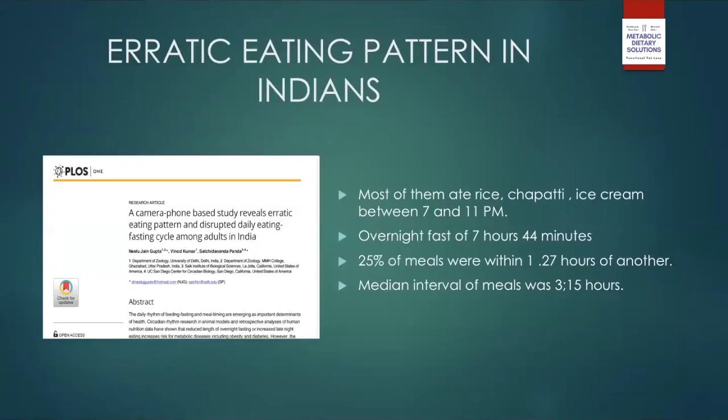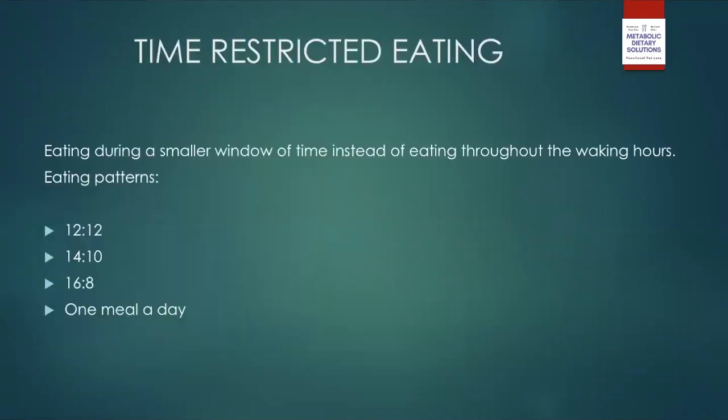But even more significant is that most of them ate rice, chapati, ice cream. That means all the high carbohydrate food between 7 and 11 p.m. Now, further studies have shown that we are more insulin sensitive in the first half of the day versus the second half of the day. So if these people ate most of their carbohydrates in the second half of the day at a time when they were not as insulin sensitive, can you understand what that can mean for anyone who can change that? So maybe this is another reason why diabetes is like an epidemic in India.